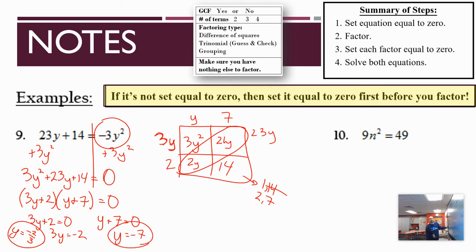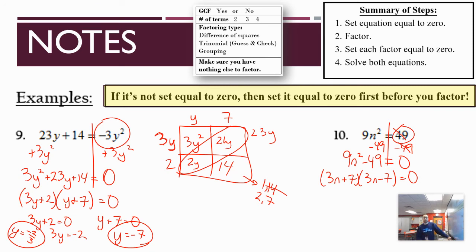All right, number 10. Again, start at the beginning, set the equation equal to 0. It is not equal to 0, so I need to subtract 49. Subtract 49 on both sides. I get 0. Bring down everything in the minus 49. And again, talking about factoring, there's no GCF. This is a difference of squares, though. So 3n plus 7, 3n minus 7.